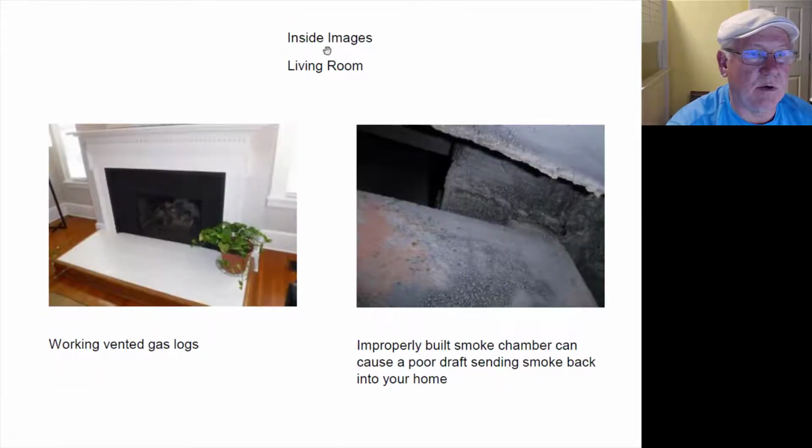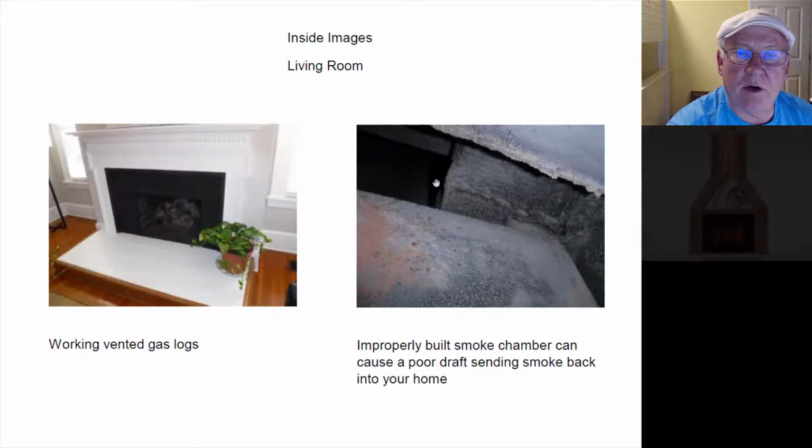Let's take a look at this living room fireplace. So it has vented gas logs, and we ran these vented gas logs for some time, and there was no carbon monoxide coming back into the house. But this is very sketchy in here because when you look straight up, you see the opening of the flue system, but on both sides it's flat. A properly structured smoke chamber is actually like an inverted funnel.